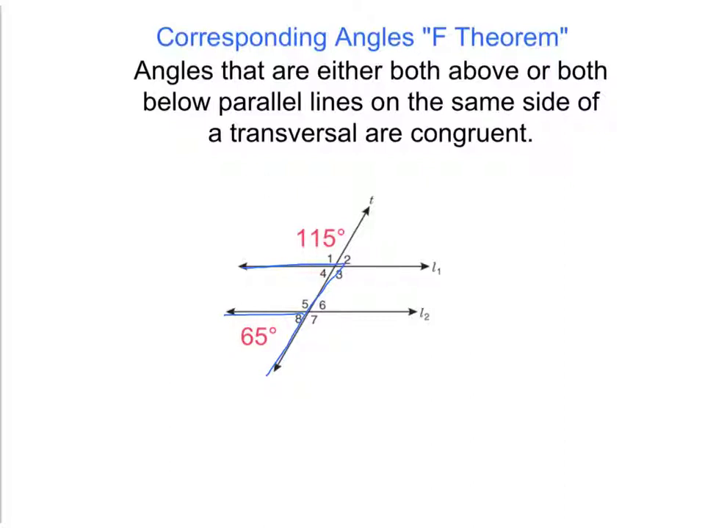So in this example, angle number 1 and angle number 5 will be the same. So because angle number 1 is equal to 115 degrees, angle number 5 will also equal 115 degrees.